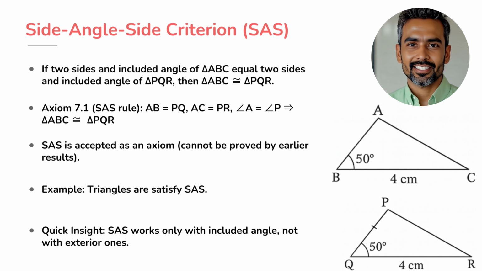Quick insight: SAS works only with the included angle. If you mistakenly use an exterior angle, the rule doesn't apply. So always check carefully where the angle lies. That's the beauty of SAS, a neat and reliable shortcut to prove triangle congruence.